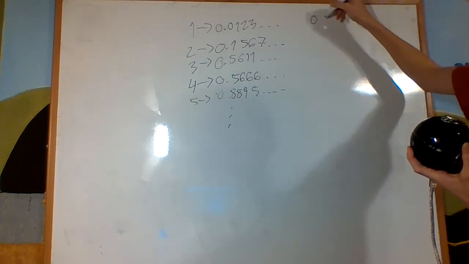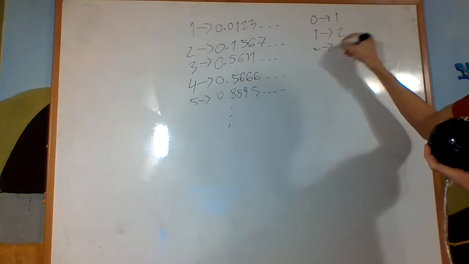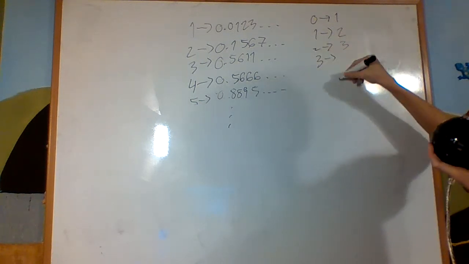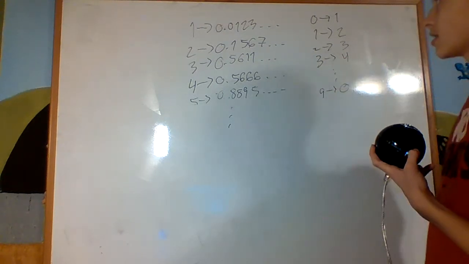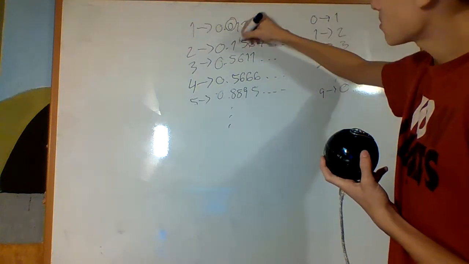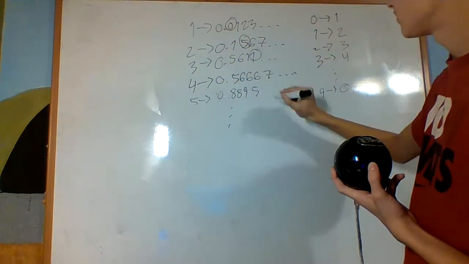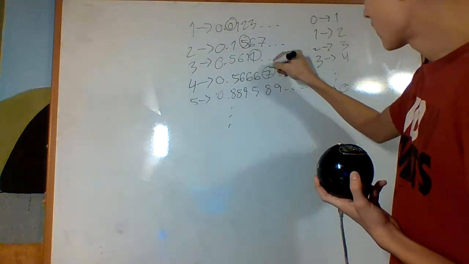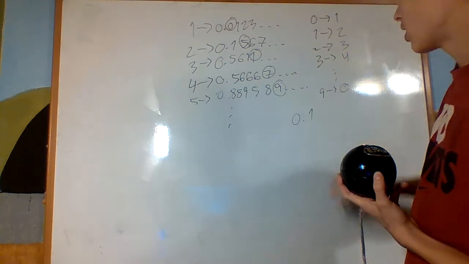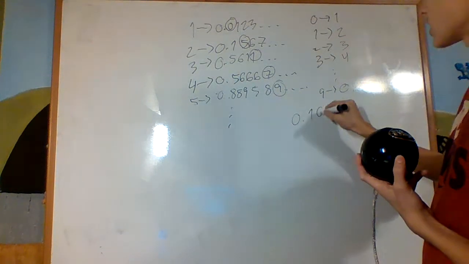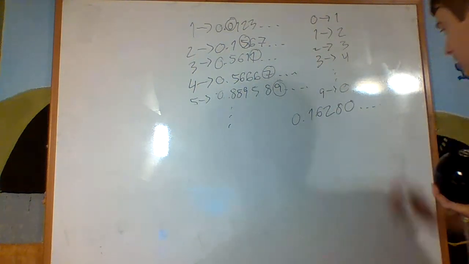Let's do a rule where if it's 0, let it become a 1. If it's 1, let it become a 2. If it's a 2, let it become a 3. If it's 3, let it become a 4, so on. And if it's 9, let it become a 0. Okay? What we're going to do is we're going to go along the diagonal. 0, 5, 1, 7, 9. Okay? 0 goes to 1. So I'm going to have 0.1. Then 5 goes to 6. 1 goes to 2. 7 goes to 8. 9 goes to 0. And so on.